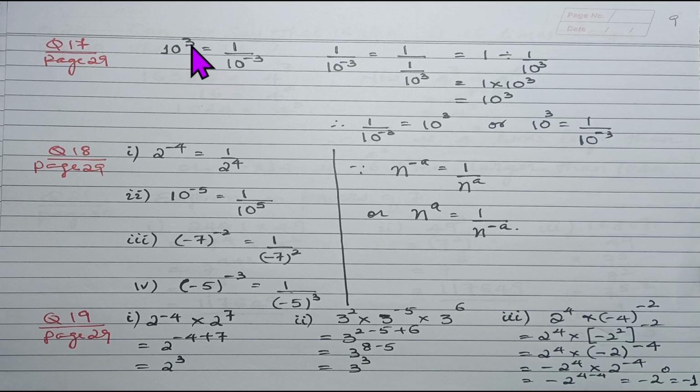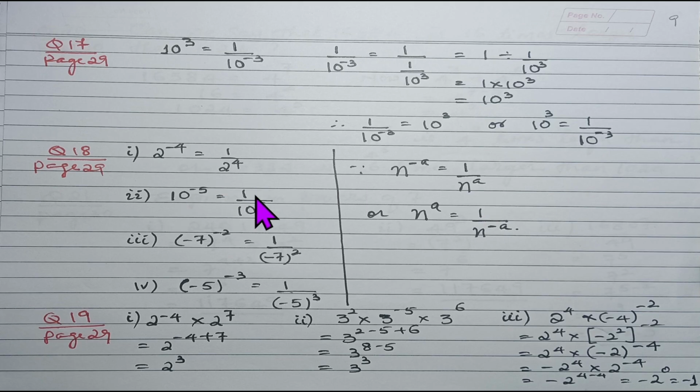So remember, a raised to n can be written as 1 by a raised to minus n, or 1 by a raised to minus n can be written as a raised to n. That's what I have shown here. Now 2 raised to minus 4 is 1 by 2 raised to 4. 100% correct, because 2 raised to minus 4 is n raised to minus a, and that can be written as 1 by n raised to a, and that is correct.